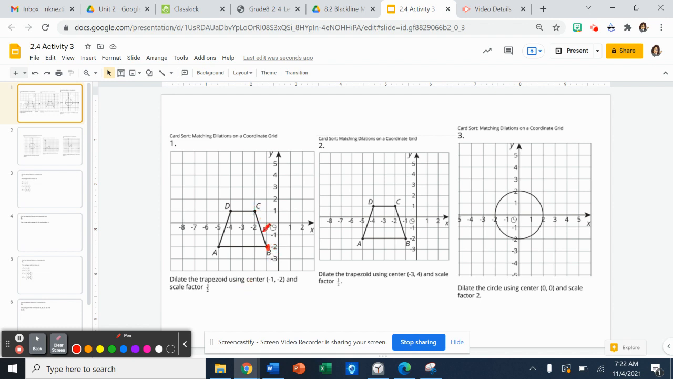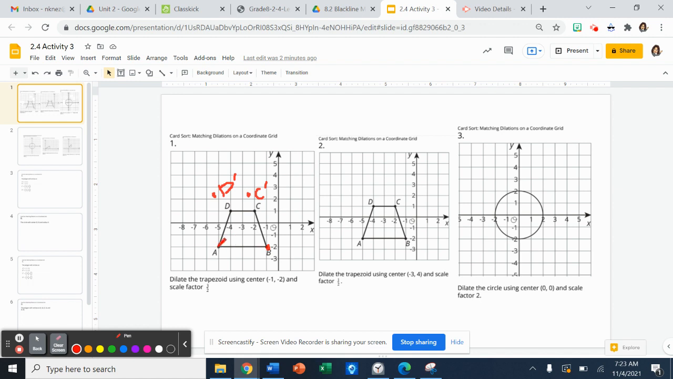So I would dilate point C with a scale factor of 3/2. So instead of being over 1, I'll be over 1.5. And instead of being up 3, I would be up 4.5. So I'd end up with C prime here. And I can dilate D. I was 3 over, I'll end up 4.5 over. And I was 3 up, so I'll end up 4.5 up. Because again, my scale factor is 3/2 or 1.5.